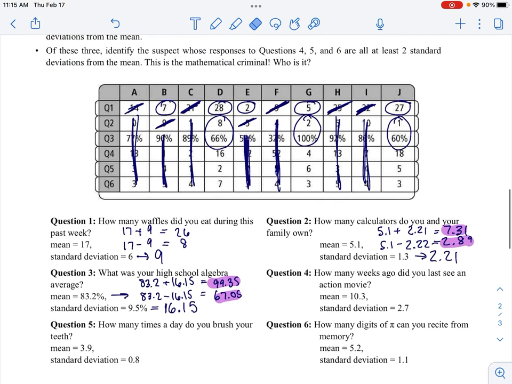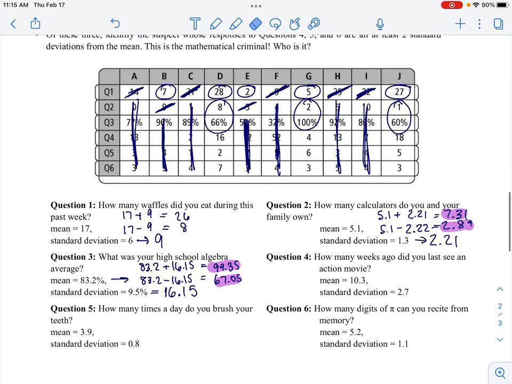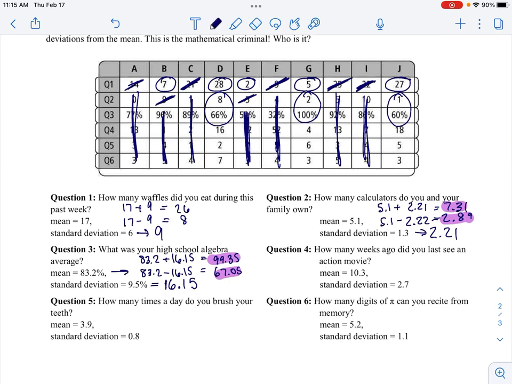Okay, and then for these last ones, of these 3, we identify the suspect whose responses to 4, 5, and 6 are all at least 2 standard deviations from the mean. So we're going to take our standard deviations and multiply by 2, and then add and subtract those from our mean. And whatever is outside of that will still be a suspect, or we'll find our actual criminal. So our range here, we're looking for them to be between 4.9 and 15.7. For here, between 2.3 and 5.5. And for here, between 3 and 7.4.